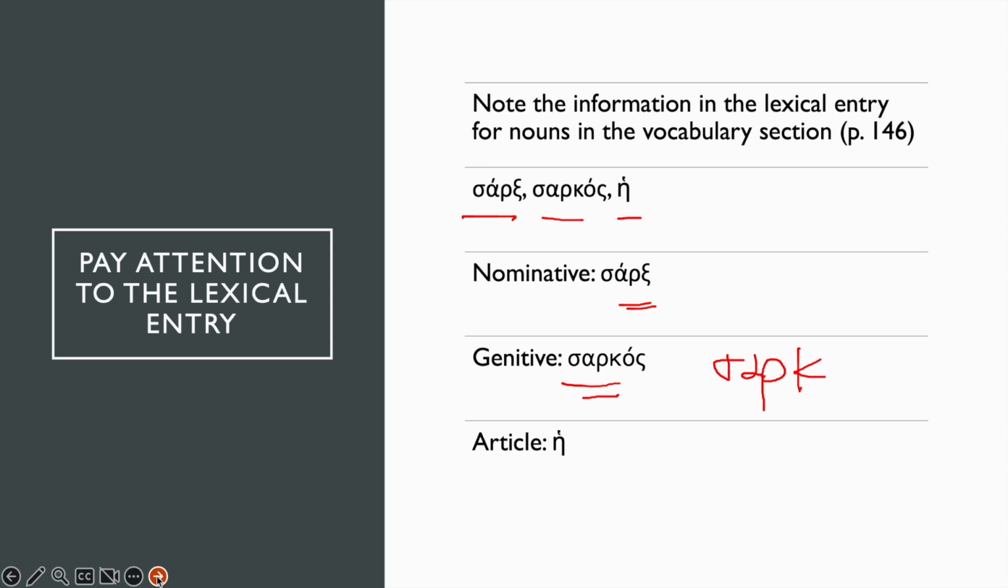And you see the case ending for the genitive singular added to that, omicron, sigma. But that stem is what you see throughout the paradigm for the most part. And finally, you see the article, hey, which indicates that it's feminine. And when you're trying to determine gender, that's a helpful thing.